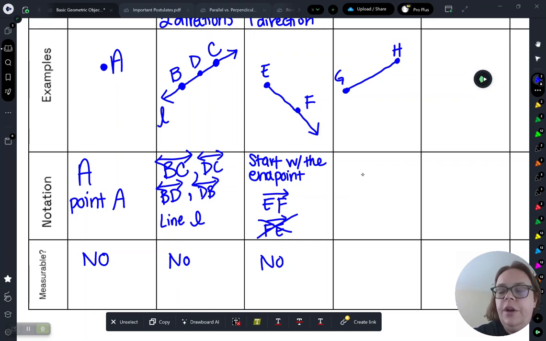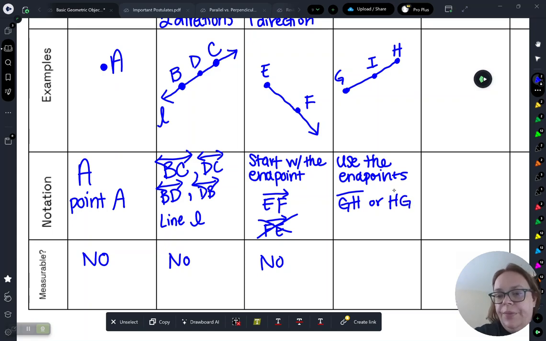And for the notation, you are going to use the endpoints. Even if there are other points on it, like let's say there's an I right here, we cannot use the I because that would be talking about a different segment. So if we want the whole segment, that's going to be GH or HG. And then you can see I put a little line segment on top. I do not put any arrows on that.